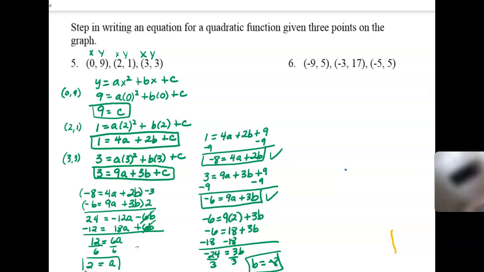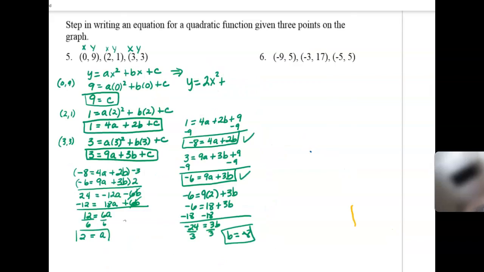Now, I'm writing an equation, so I'm not done. I'm going to come back up to my equation and substitute in. So y equals a, which is 2, x squared, plus b, which is negative 8. So I could put minus there if I wanted. Minus 8x plus c, which is 9. And so I could rewrite it as y equals 2x squared minus 8x plus 9. And that would be my final answer.